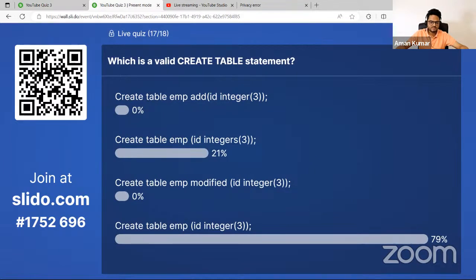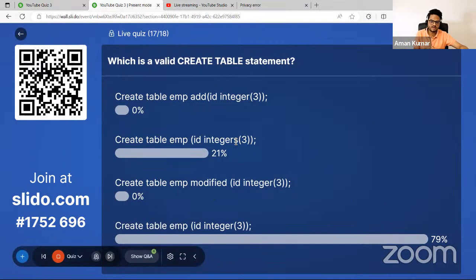So 80% people are saying integer. I think 20% people did not see this S in the end, which was a distractor. So integers is nothing. It is either ID, int or integer. So this is not a right option, and nobody selected option A and option C, which is correct.